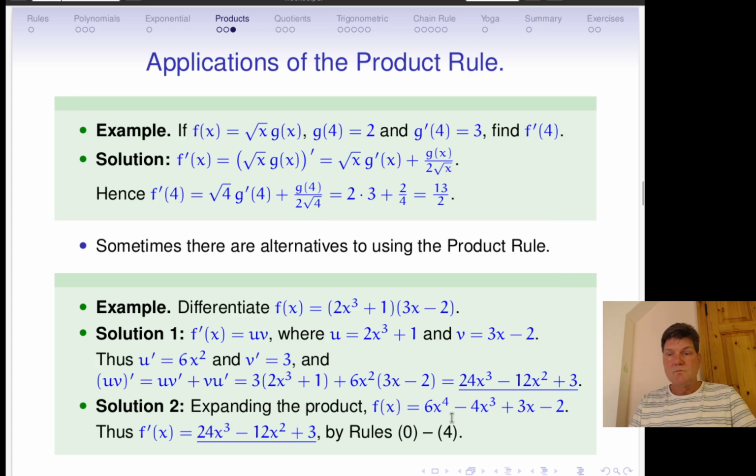That might be quicker, under certain circumstances more straightforward. So just as a small warning, not everything that looks like a product is or should be treated as a product.